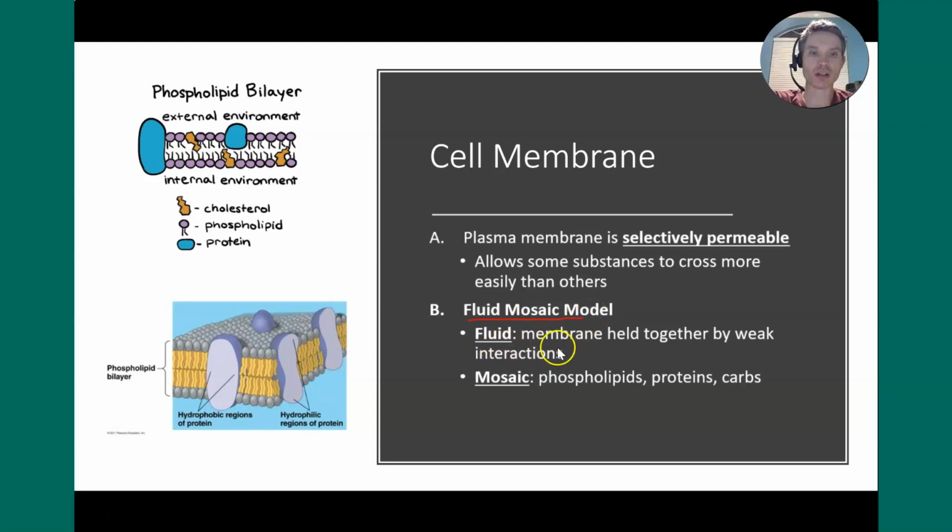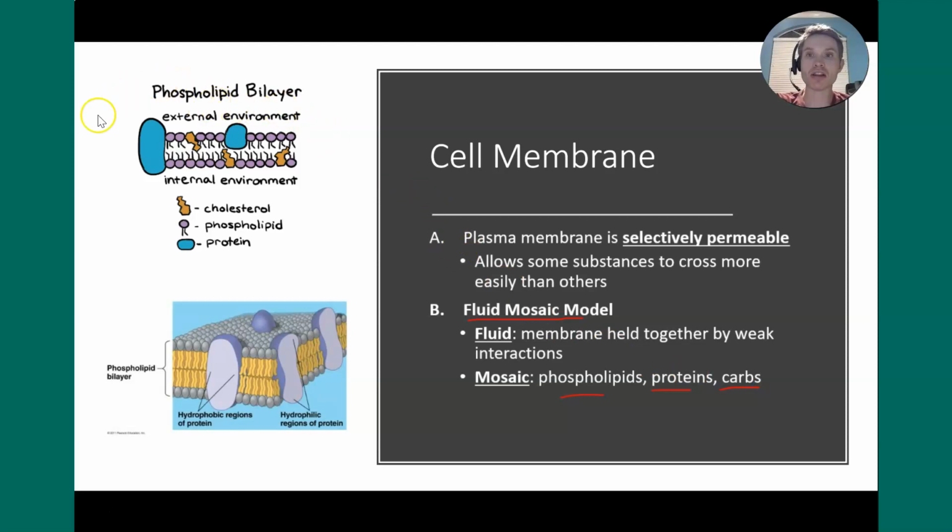Our first one is fluid. That's because the membrane is held together by weak interactions. So those individual phospholipids, they interact with one another, but their interactions are relatively weak. And so think of the individual phospholipids as having the ability to freely move about the cell membrane. The next descriptor in our model is called mosaic. And that's because the cell membrane is made up of phospholipids, proteins, as well as carbs, and some cholesterol.